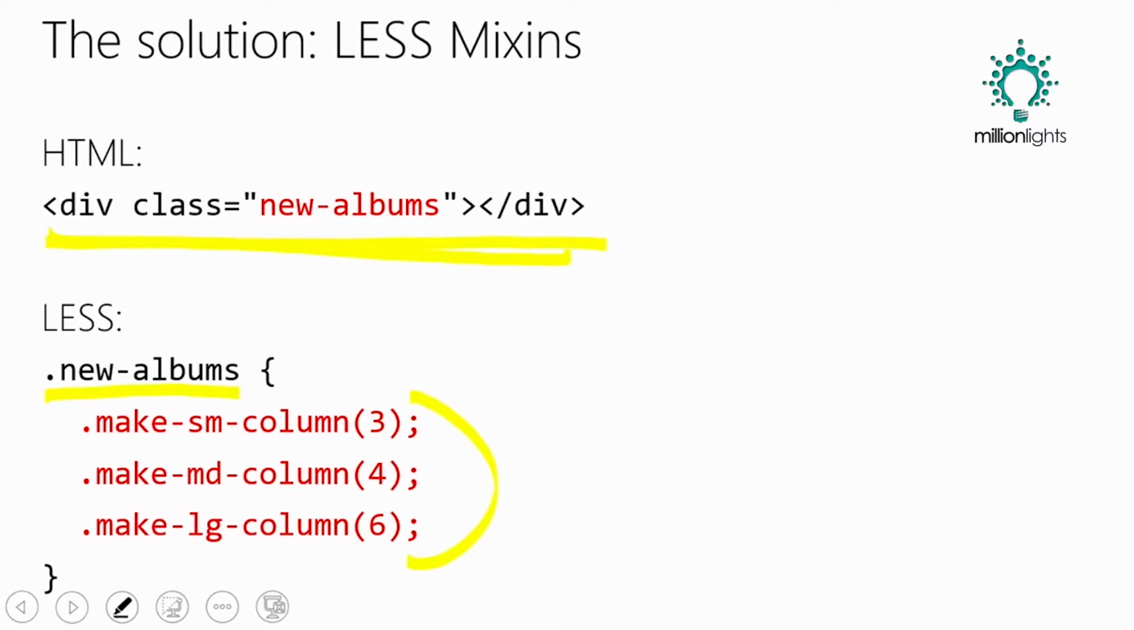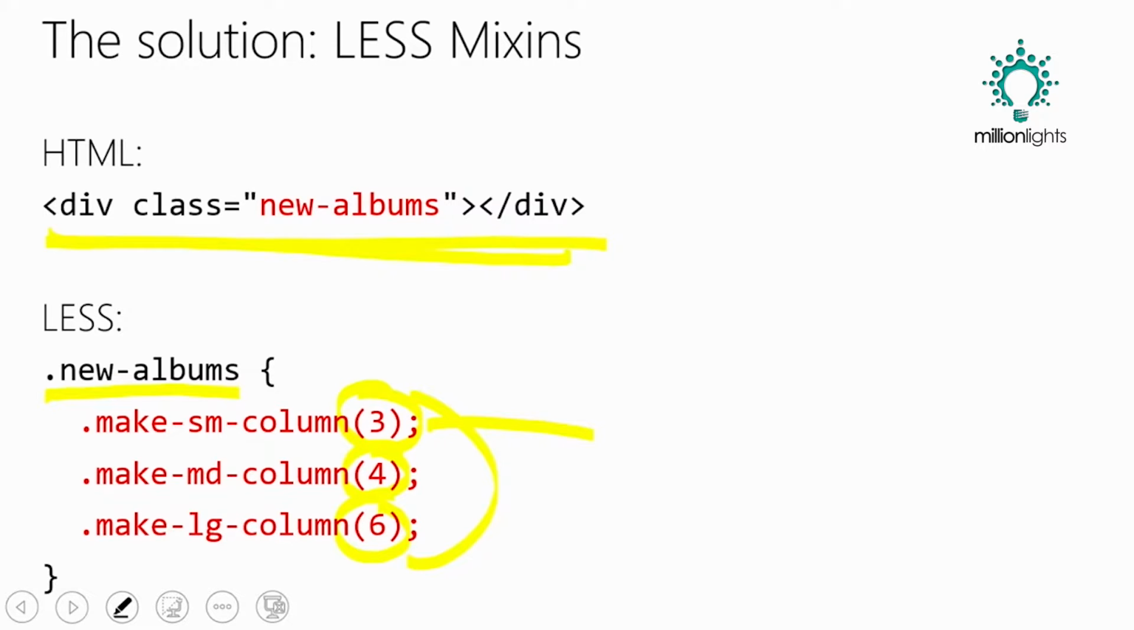Okay. You'll see for a lot of these, the mixins that you'll be using look exactly like the classes that you would have used before. The ones that are kind of different are some of these utilities where you need to pass in variables. So I need to say, I want to use small column 3, medium 4, large 6, right? That's where you use this mixin syntax.